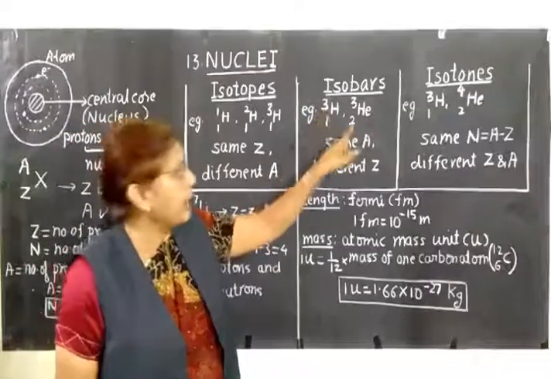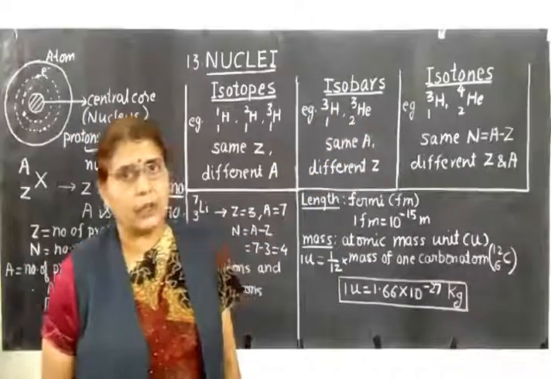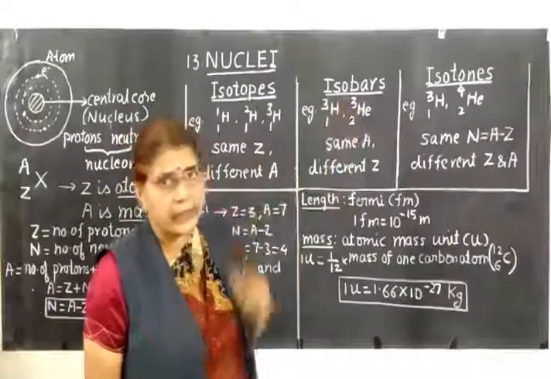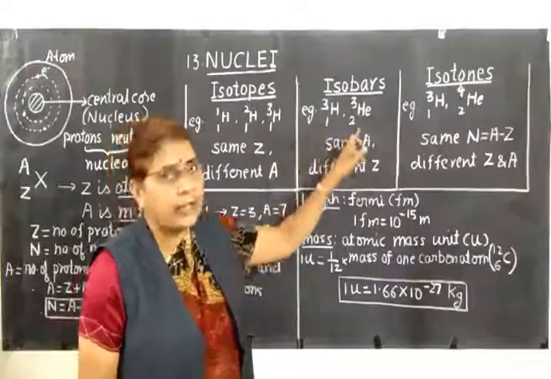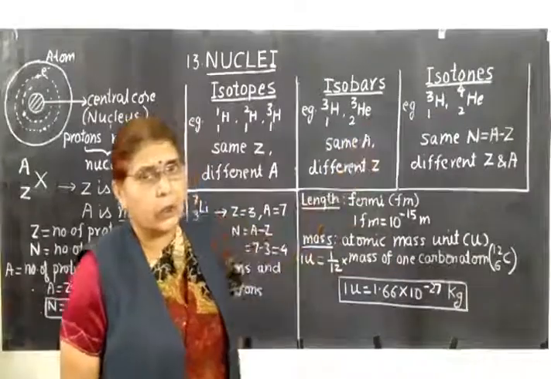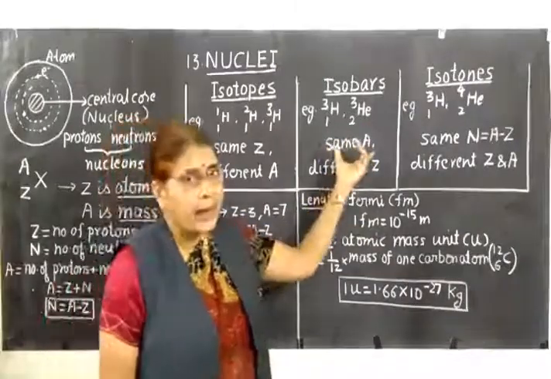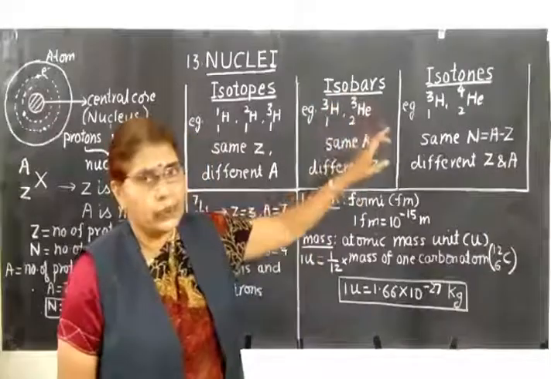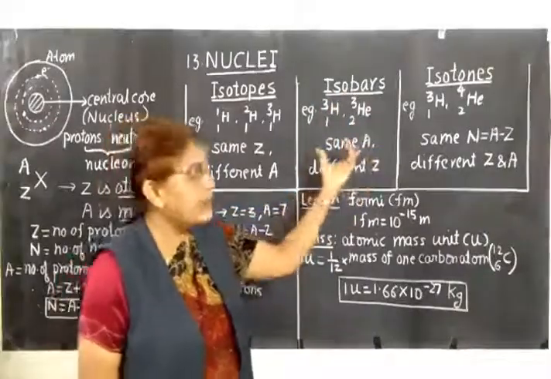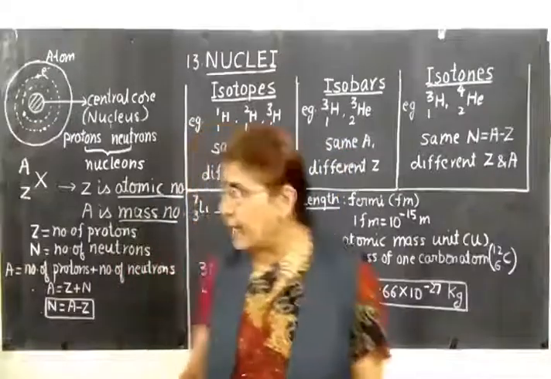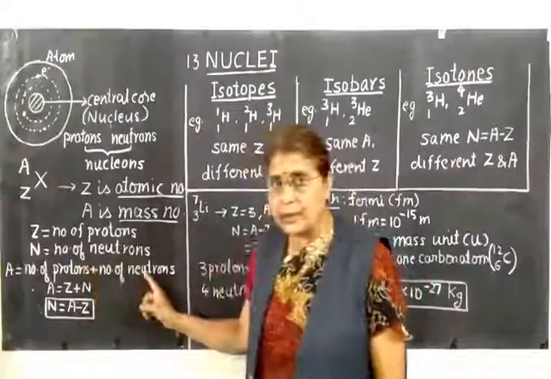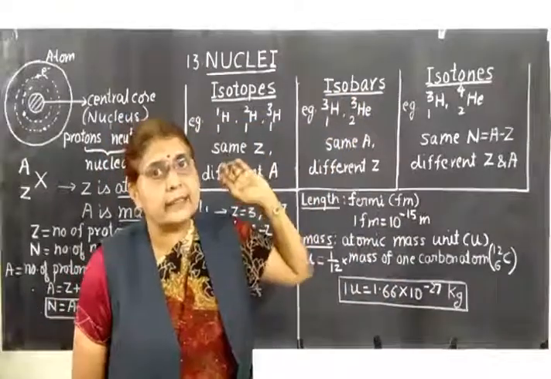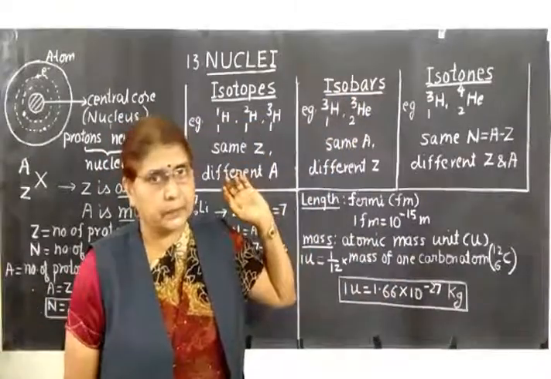1H3 tritium and helium 2He3. What do you find here? The mass number is the same, equals to 3, but the atomic numbers are different, 1, 2. So these nuclei with same mass number but different atomic numbers are called as isobars. So they are having same A. What is A? A gives you the number of nucleons. So all these isobars, they are having the same number of nucleons.